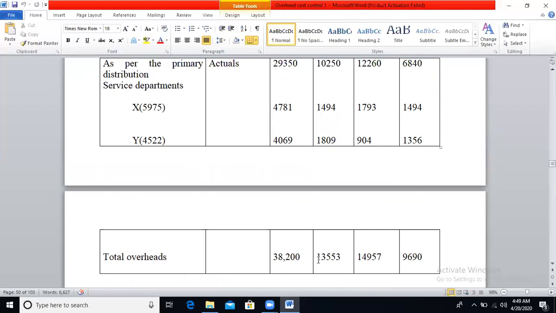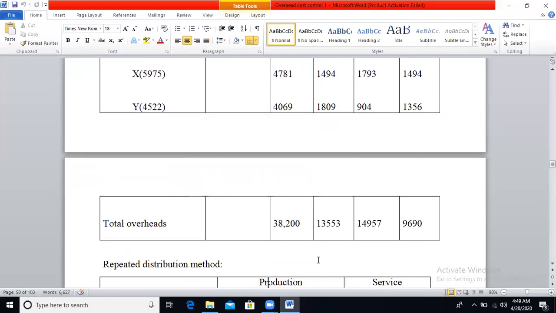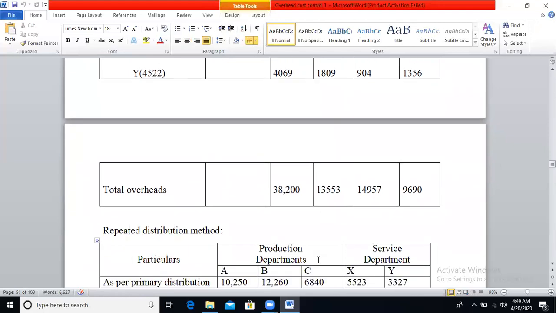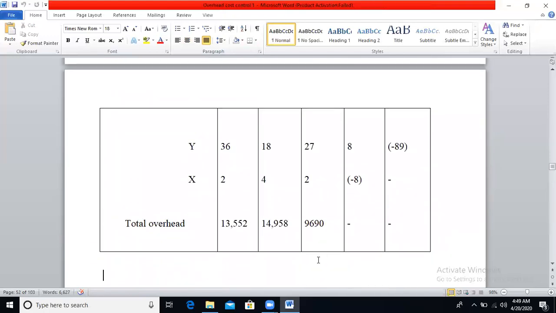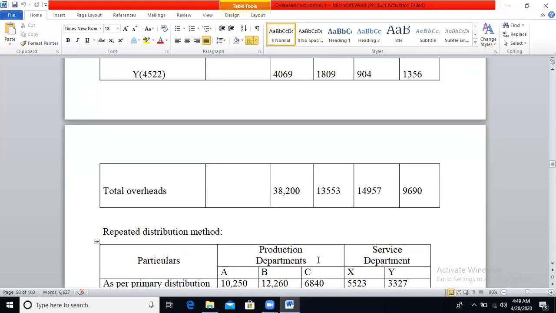See here, the total overheads as per the simultaneous equation method for department A 13,553, department B 14,957, and department C 9,690, and the total overheads we have calculated here, both are similar.